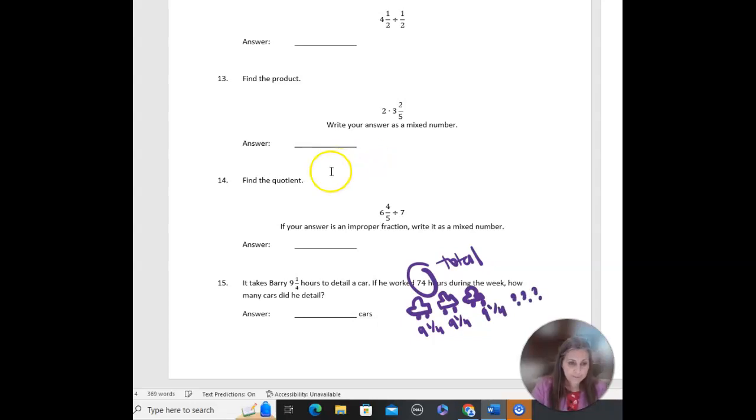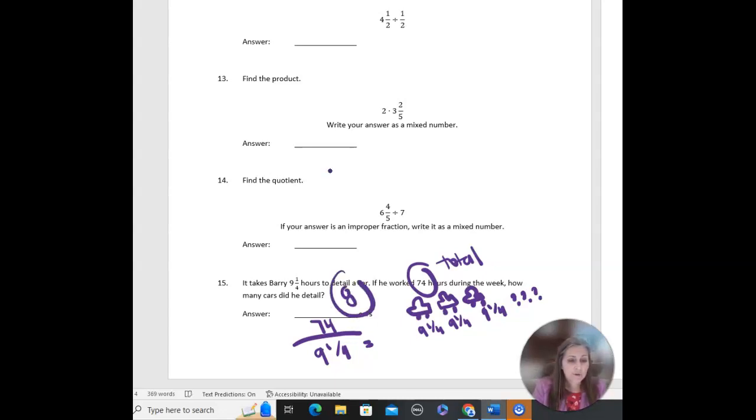What we want to do is divide the total that Barry worked by 9 1/4, because each car requires 9 1/4 hours. Okay, again, you can do it by hand. I'm going to put it in my calculator. 74 divided by, it's very important that you figure out how to do a mixed number on your particular calculator. I love my calculator. It is so user-friendly. The answer is 8. Barry was able to complete 8 cars.